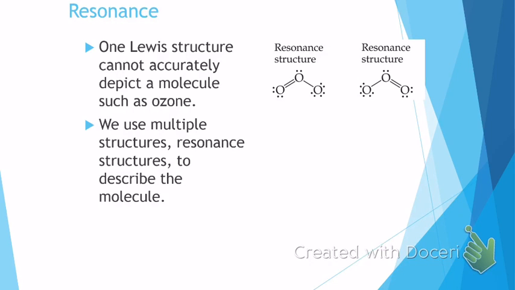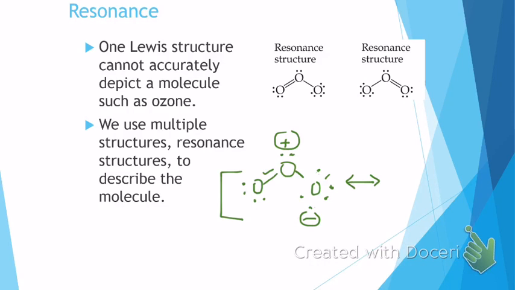Many times the way we draw this would look like so. Here, let me show you. Let me get a different color though. We put a bracket and you draw both possible structures. Always put your charges in. Just always get in the habit of putting charges in. And we put this little arrow here. It's a double-sided arrow.